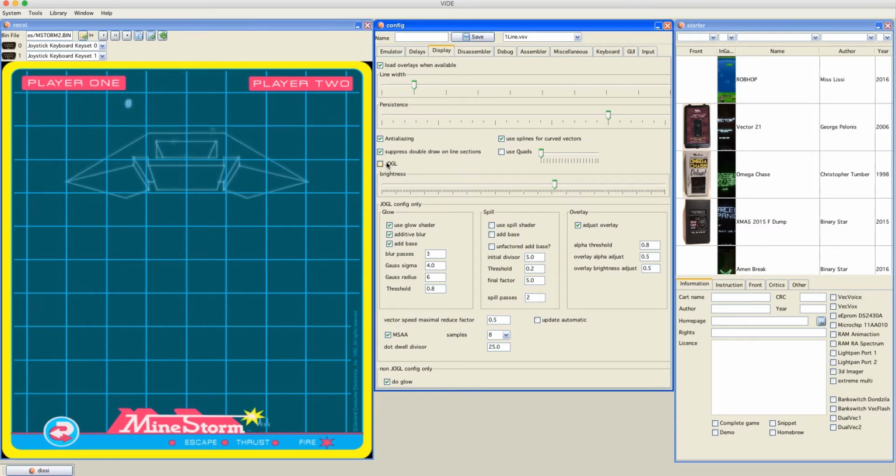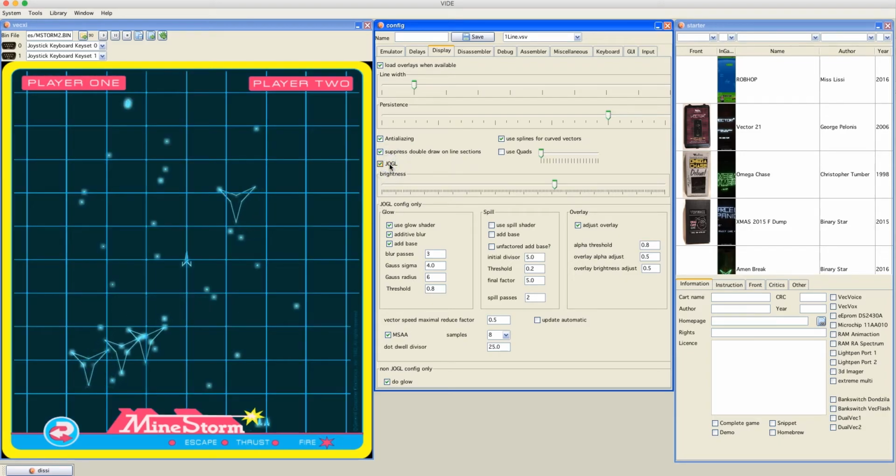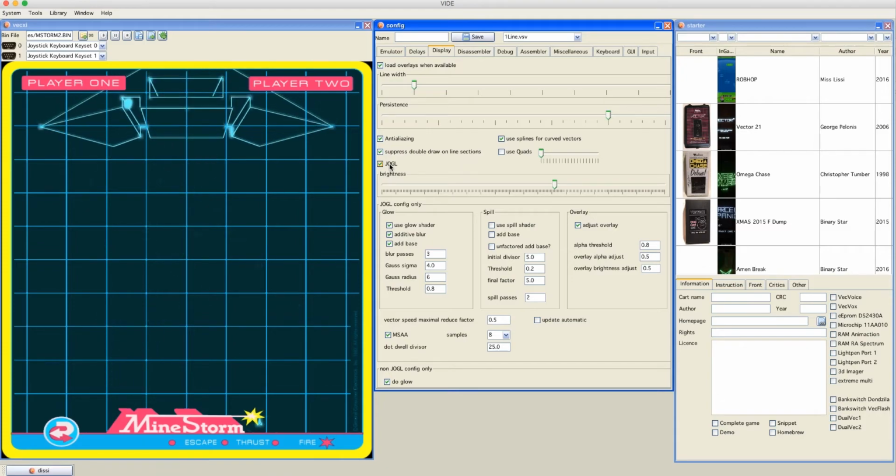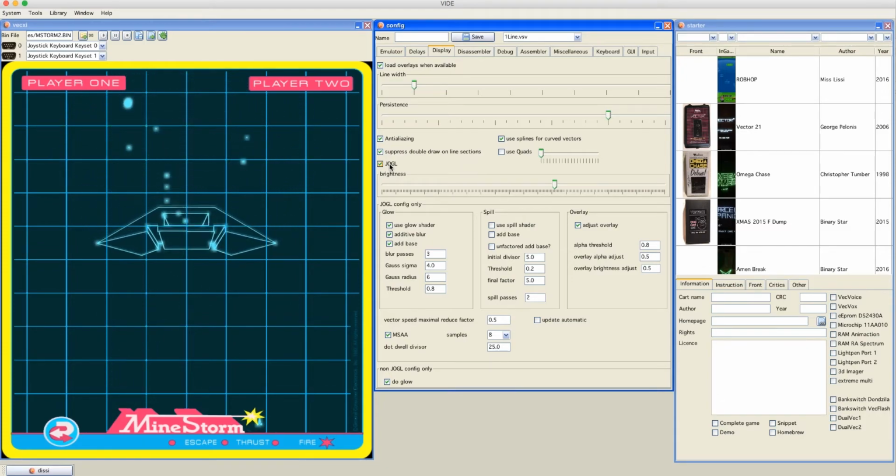This one is the most important checkbox for the moment. It's called JOGL, and with it we enable JOGL output. This is what we do now. What you see now is not really good, because it's a configuration taken from the old graphics and applied to the JOGL graphics. This is not really sensible.